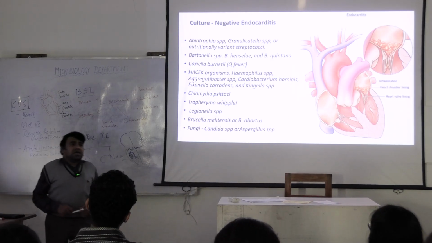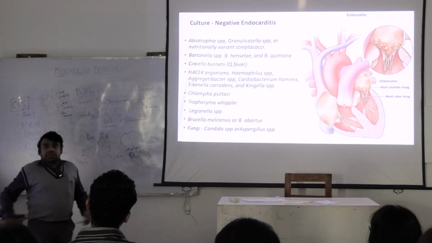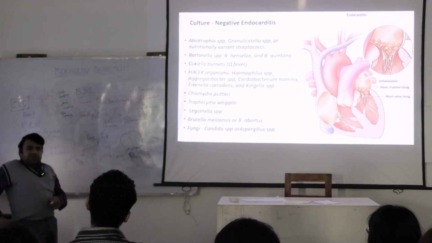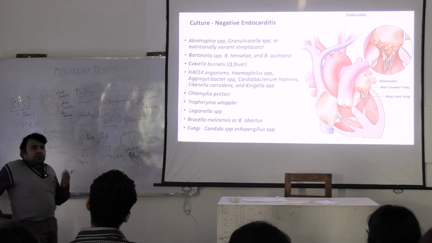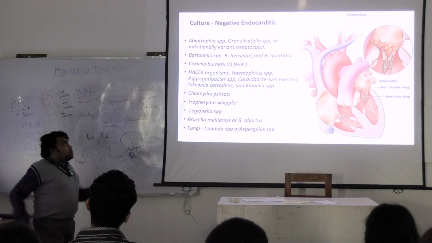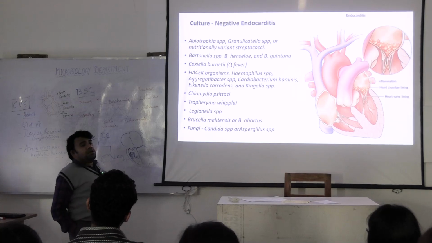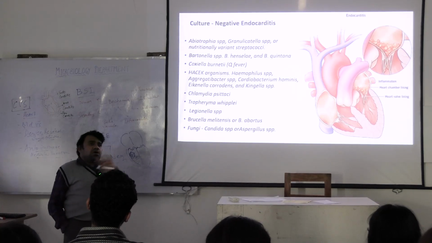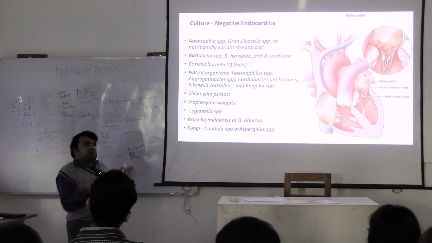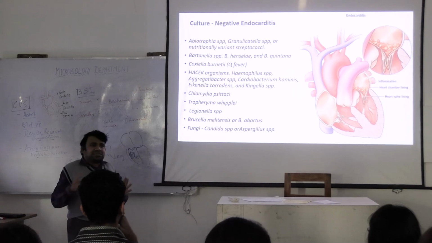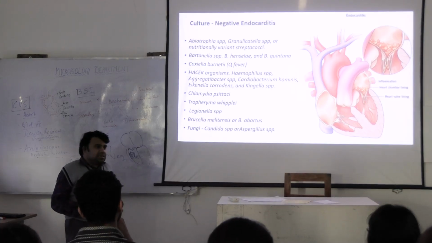Next is culture negative. That means these are the organisms which cause the infection, but they cannot be recovered in the lab. What are these? First, three names: Abiotrophia, Granulicatella and so on. These are all streptococci, but they have some other requirements, hence they cannot be grown easily. These are called nutritionally variant streptococci.